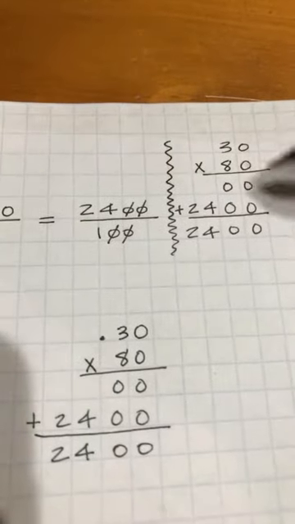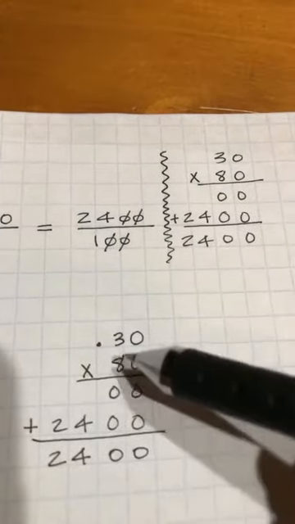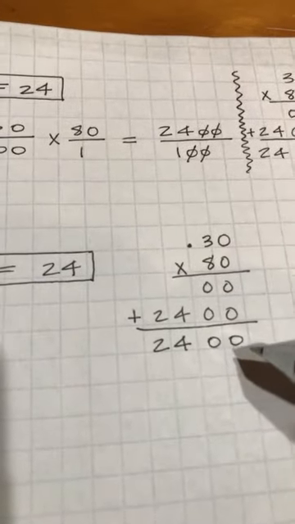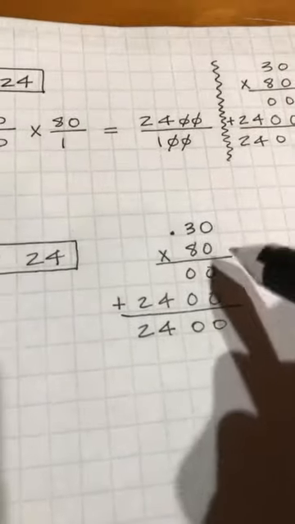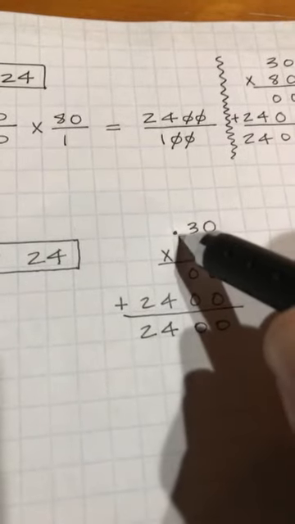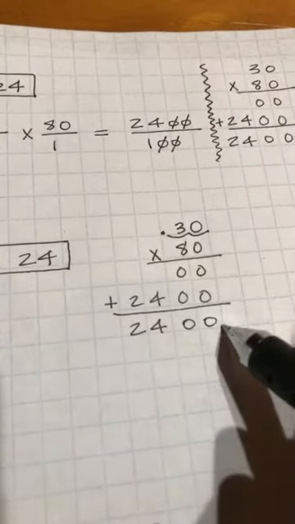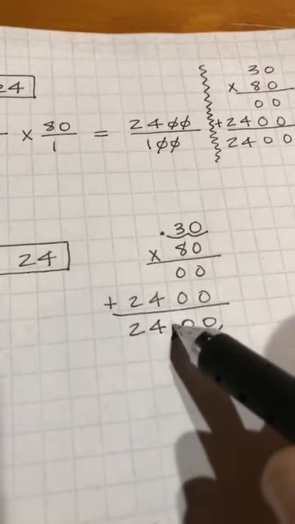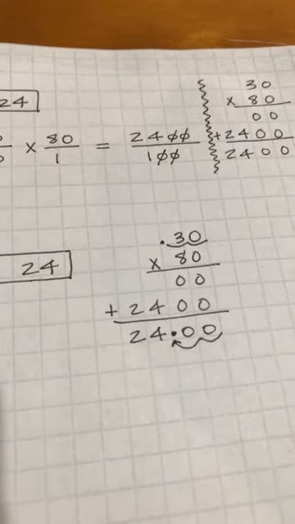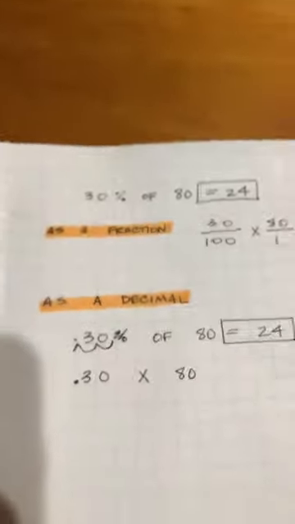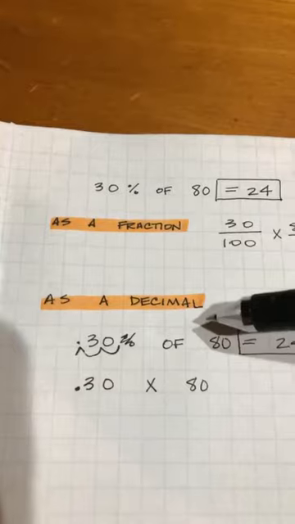So we're going to come over here. This looks a lot like this up here, except we've got that decimal point now. We're going to ignore it for a second and multiply like normal. We're going to get 2,400, just like we did a second ago. But if we're treating this like a decimal, we've got to remember, we're pretending this is 30, which means we'd have to move the decimal over twice. So in our answer, we're going to move it back over twice, in the other direction. So we have 24.0, or just 24. That's how we find 30% of 80. You can do it as a fraction or as a decimal.